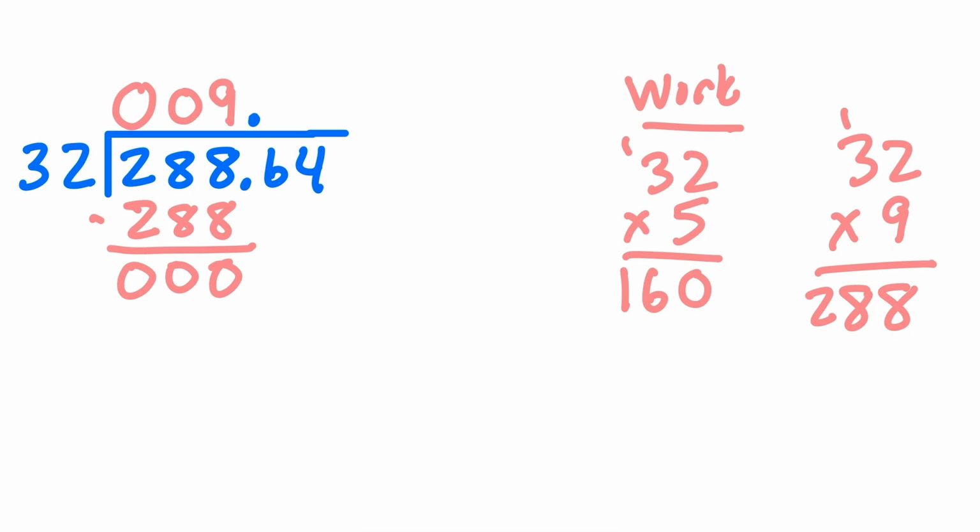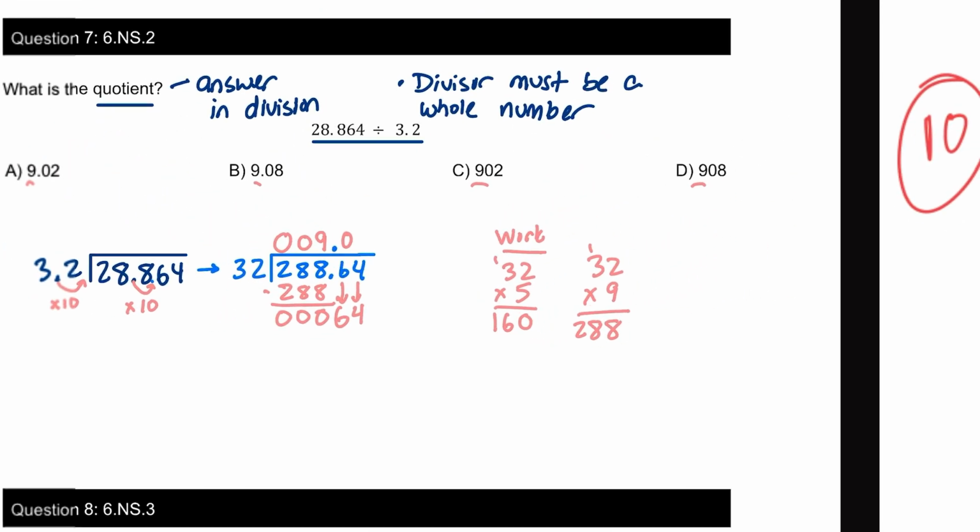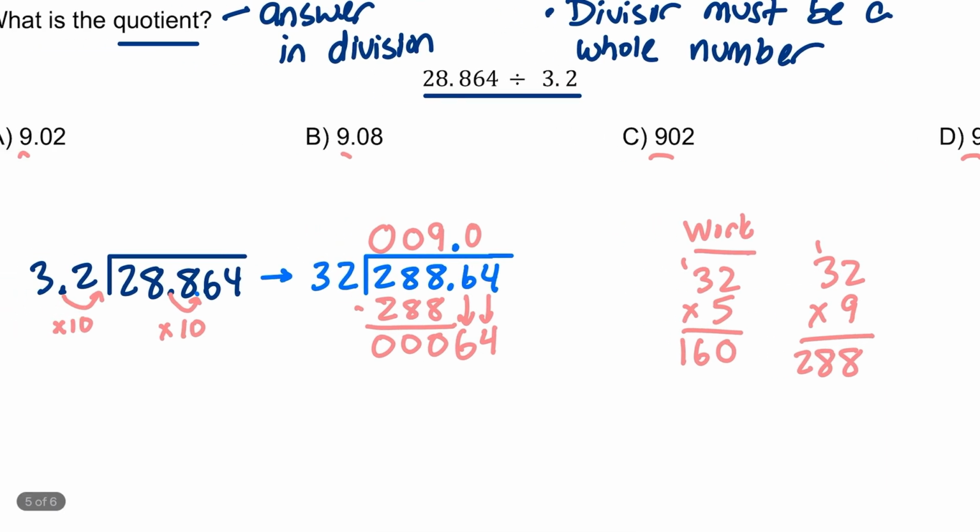After we subtract, we need to bring down our next place value, which is 6. Well, how many times can 32 go into 6? That doesn't work because it goes in 0 times. So now because it goes in 0 times, we can actually bring down the next digit, which is 4. And so we have to figure out how many times 32 can go into 64. And again, we should look at our choices. We know that we've got 9 here as the first number in all of our choices.